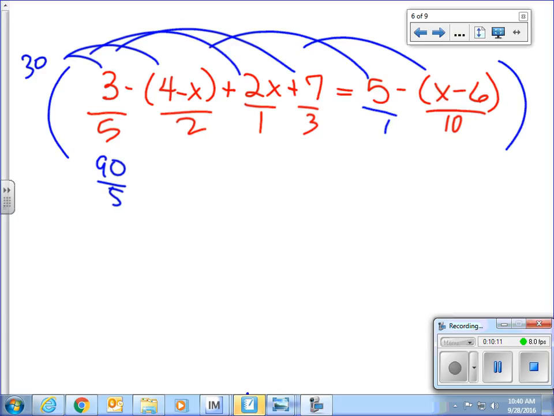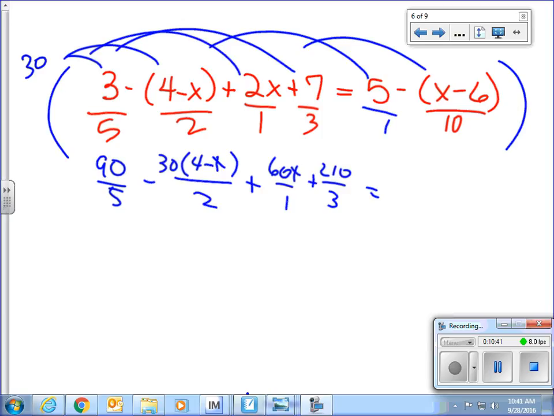Well, ultimately, the 30 divided by 5 is going to give you 6. This actually simplifies to 18. Oh, okay. So that'll work out fine. All right, minus 30 times (4 minus x) all over 2, which again will simplify here in a minute as well, plus 30 times 2x, which is 60x all over 1. 30 times 7 is 210 over 3, which will both give us 70. 30 times 5 is 150 over 1, minus 30 times (x minus 6) all over 10.